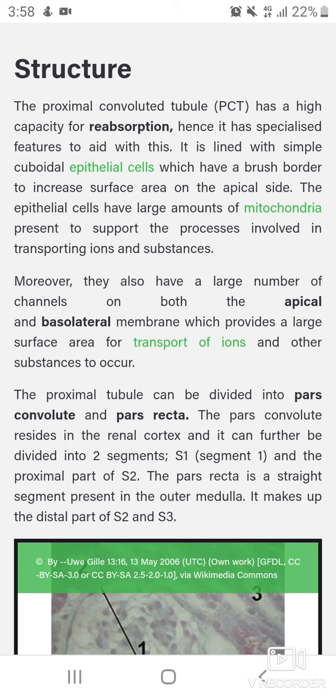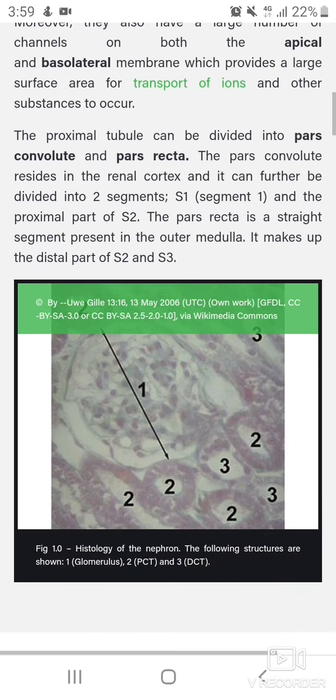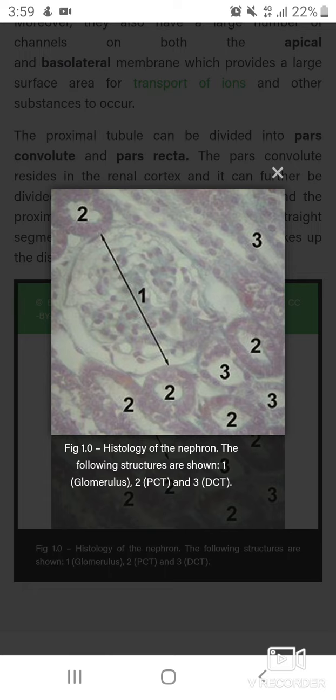The proximal tubule can be divided into pars convoluta and pars recta. The pars convoluta resides in the renal cortex, and it can further be divided into two segments, the S1 segment and the S2 segment. The pars recta is a straight segment present in the outer medulla. It makes up the distal part of S2. You can see this clearly in the diagram. You can see the histology of the nephron. The following structures are shown from the glomerulus to the PCT and duct.